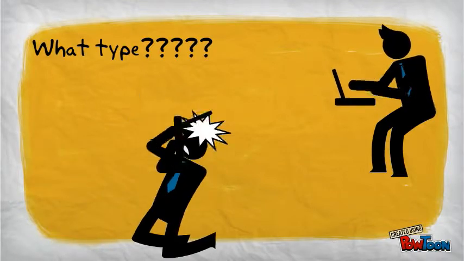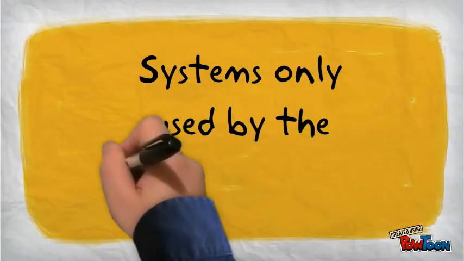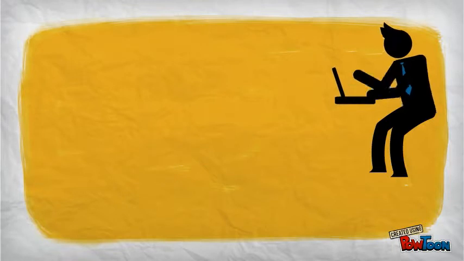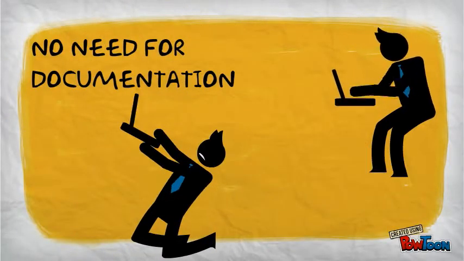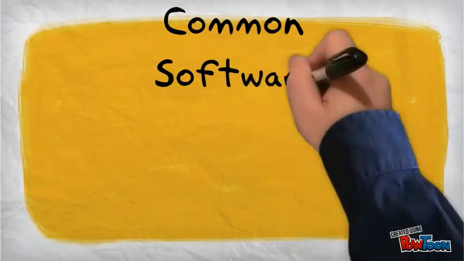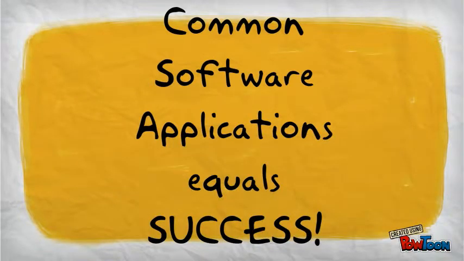Systems that will only be able to be used by the developer, user, and perhaps a few other people are often suitable candidates. There is no need for detailed documentation. The developer is always on hand to answer questions and even make modifications. If the system can be developed using common software applications that include reusable and quality components, then the project has a higher chance of success.